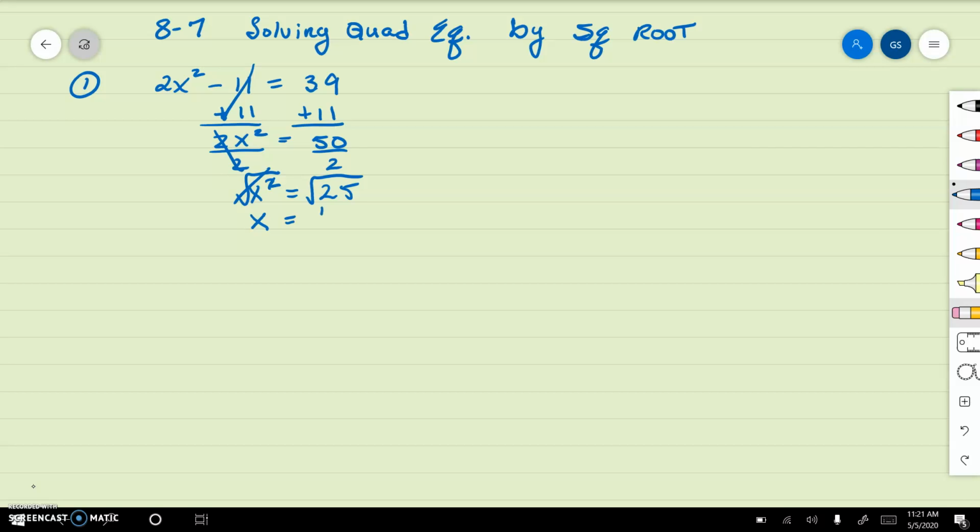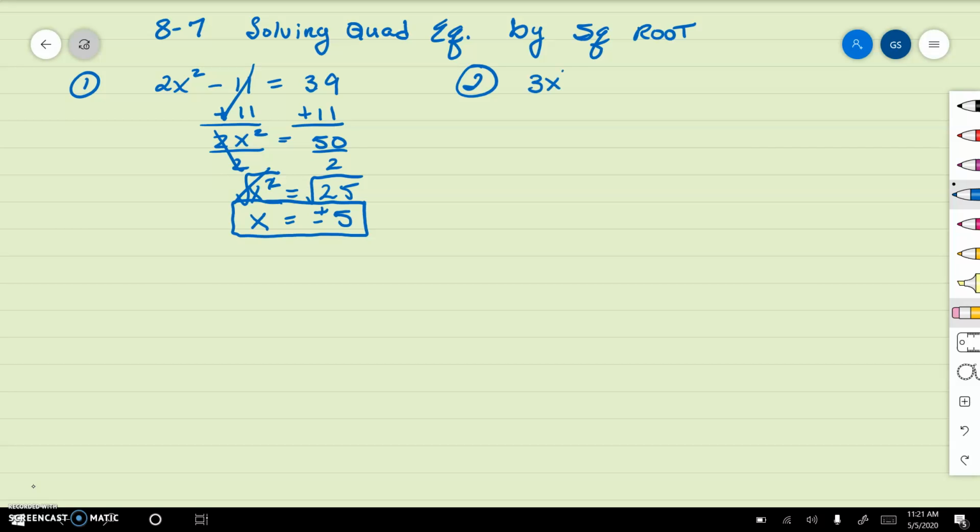We did that last time. Reason being, if you substitute a positive 5 into the original equation, it will work. If you substitute a negative 5 into the original equation, it still will work. Okay? So that is our answer. x equals positive or negative 5. All right. Number 2.